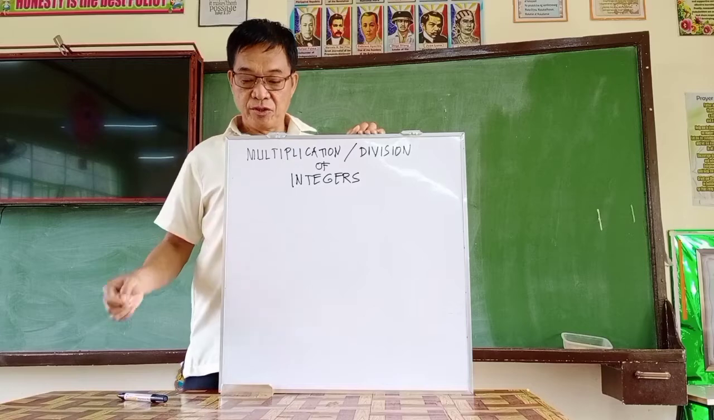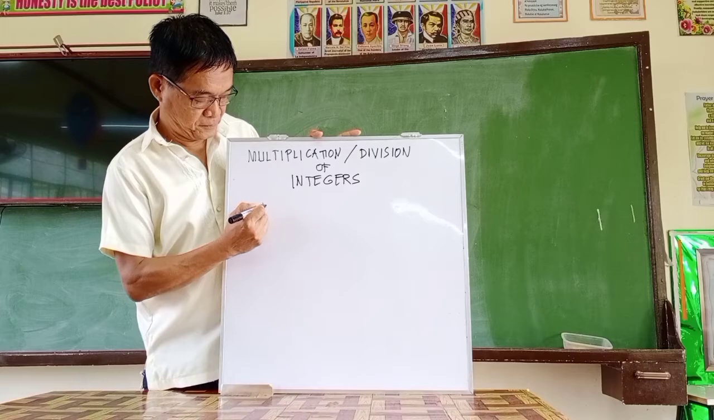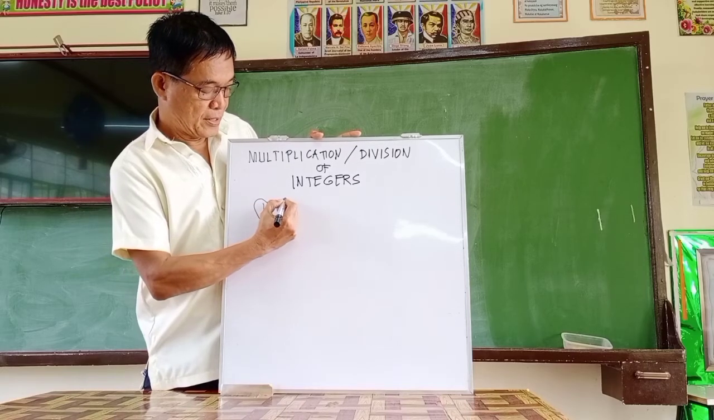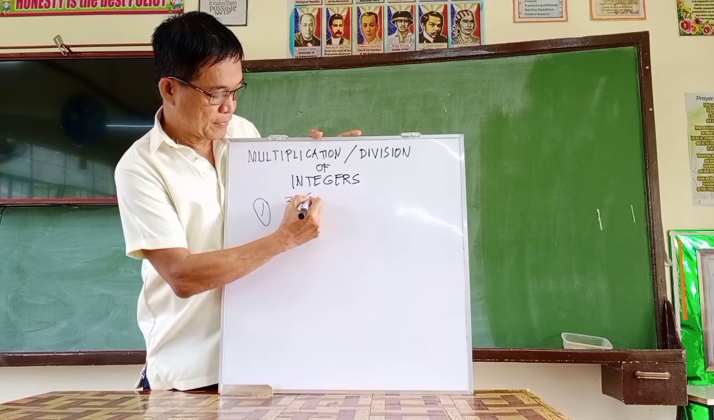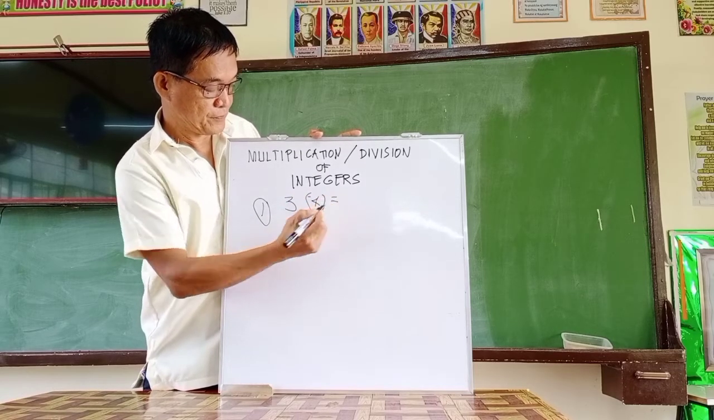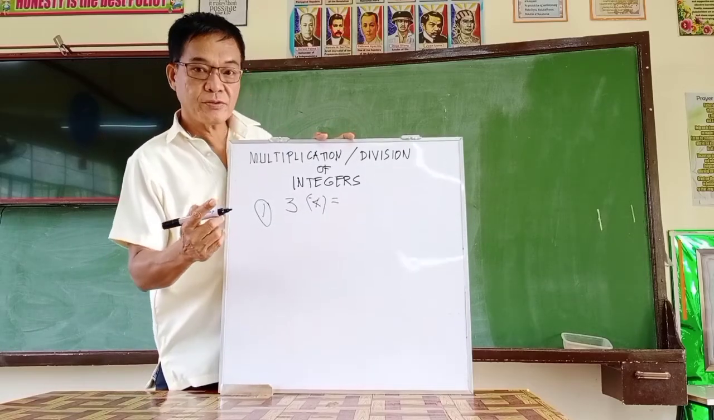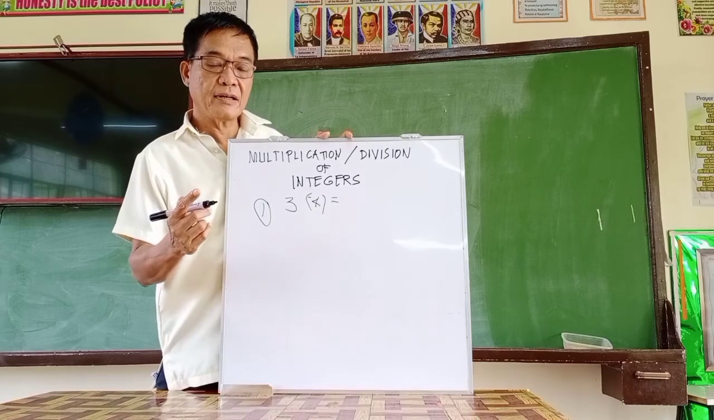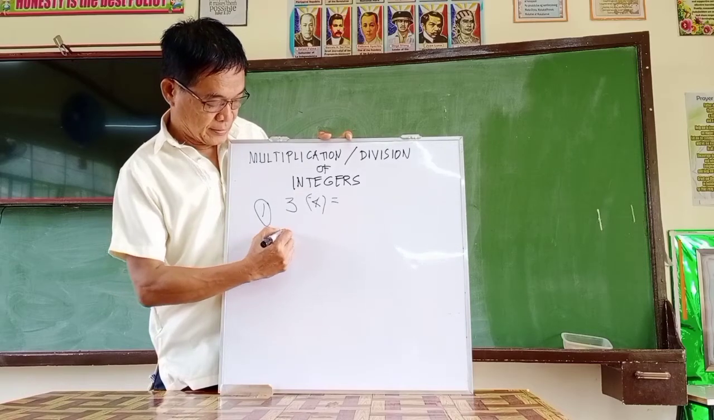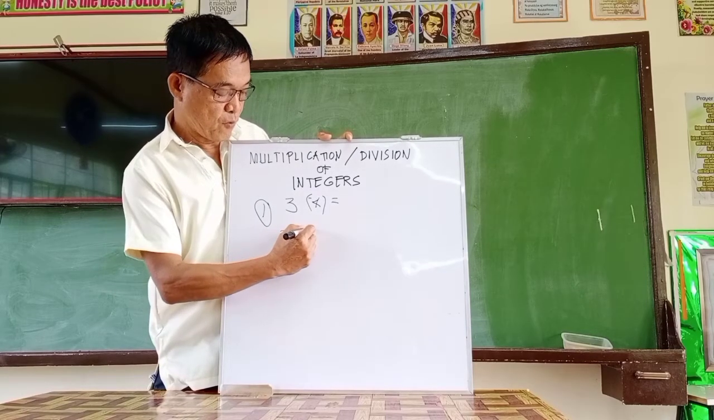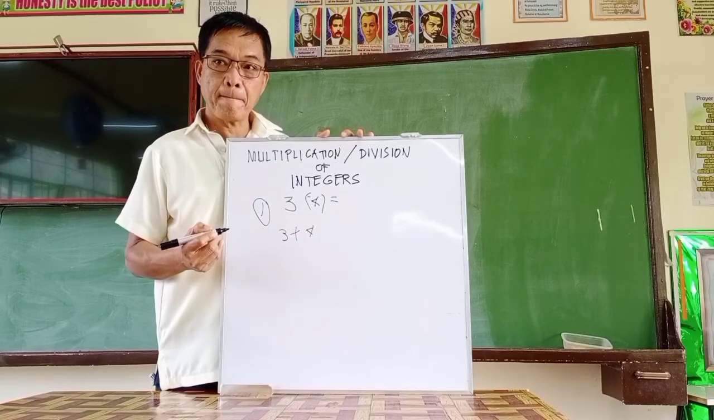Multiplication and division of integers. For example, number 1, we have 3 times negative 4. In our multiplication in elementary grade school, we use 3 times 4.